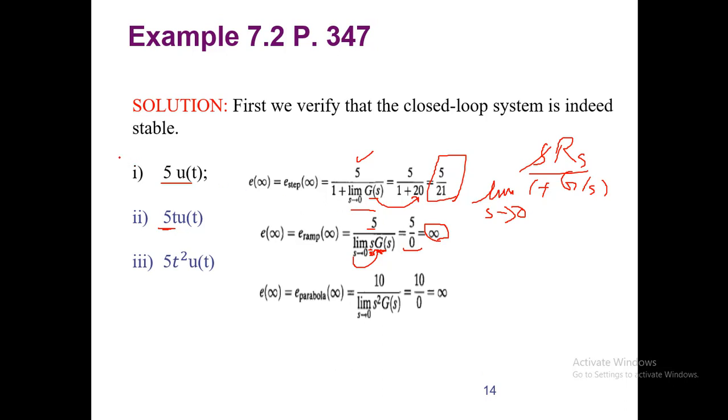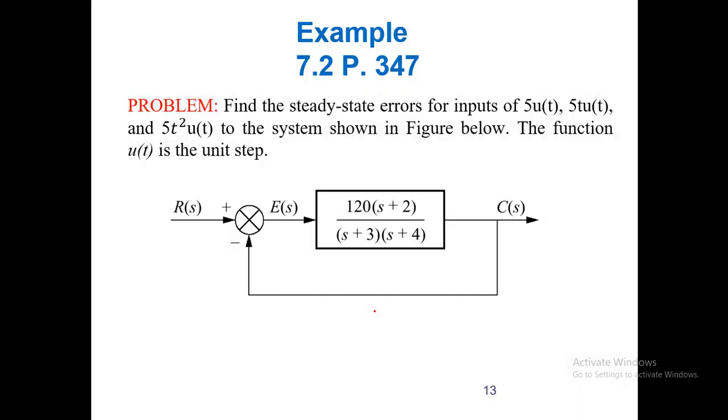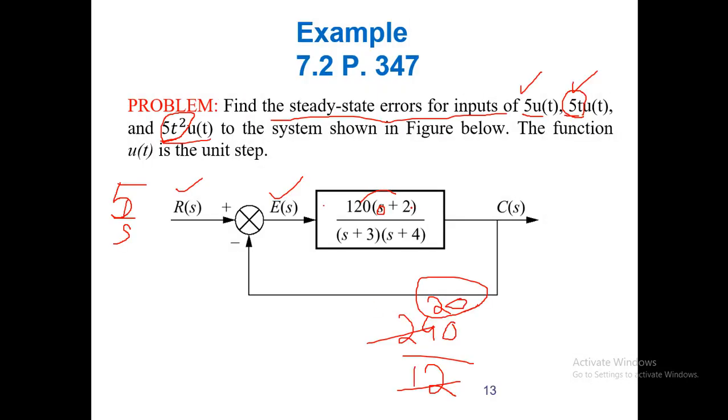Similarly, if you apply this thing as well, 5t square, it means this will be 10 by S cube, because you can see that this was 2 actually. You see that this is 2.